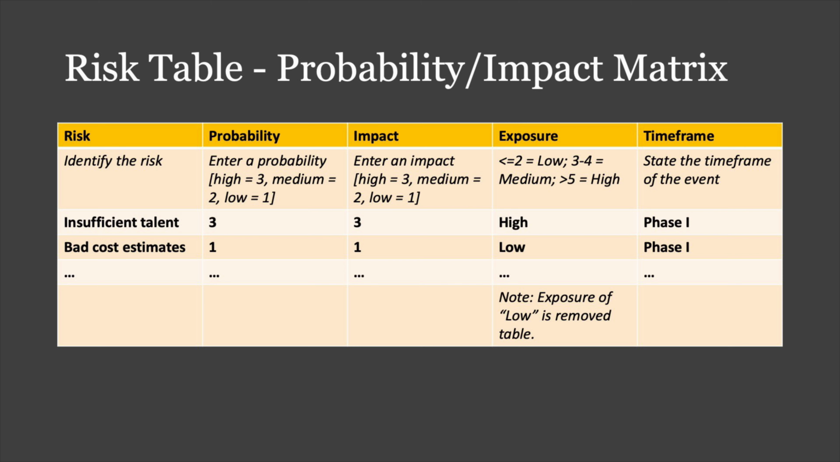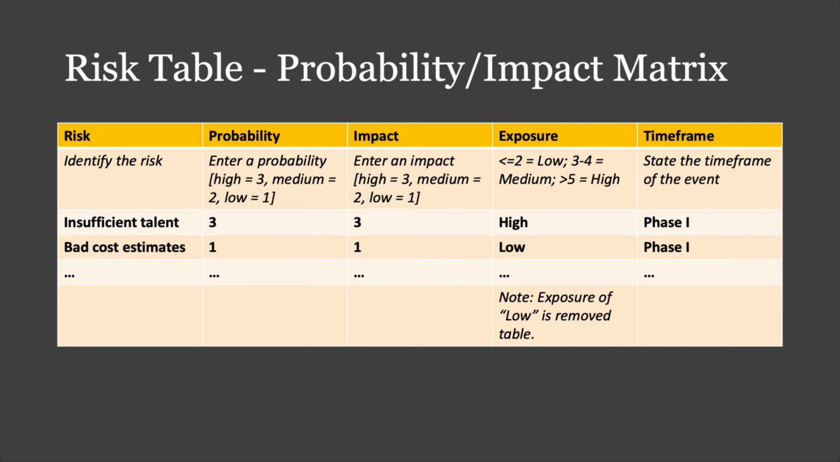Then we enter in a probability. And again, I recommend just using a simple number, 3, 2, 1. So high is 3, medium is 2, 1 is low. And I entered in those values there. For insufficient talent, I entered in a 3, which indicates high probability. Then for impact, the values are similar. So high, medium, low. If it's a high impact, I also gave it a 3. So now I have the two 3s.